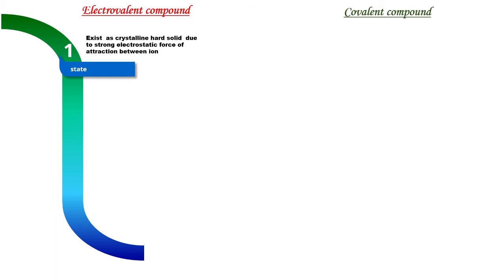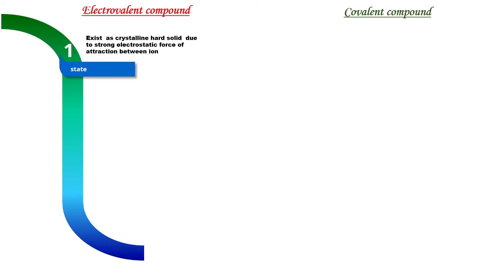Electrovalent compound exists as a hard crystalline solid, and the force of attraction between them is very strong. Why does it have a strong force of attraction? It is because electrovalent compounds are formed due to the charged particles and they are closely packed. As they are closely packed, there is a strong force of attraction between them. Hence, the ionic compounds are hard solid.